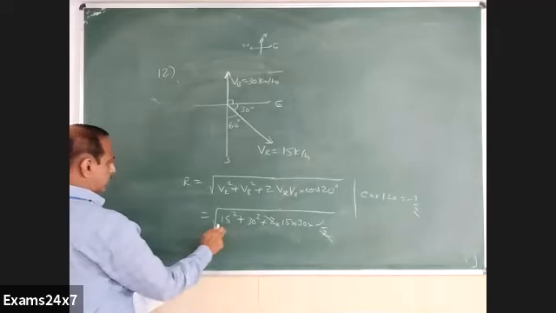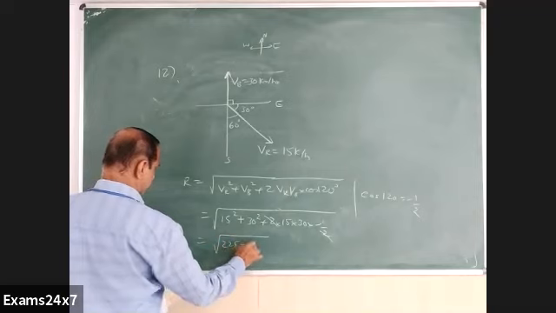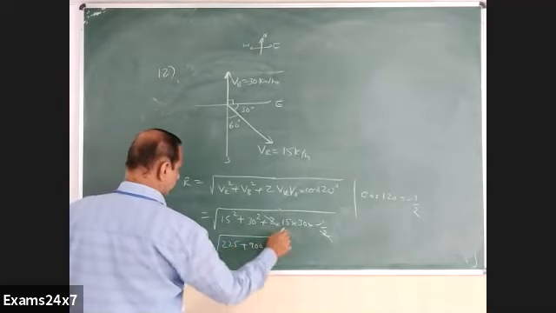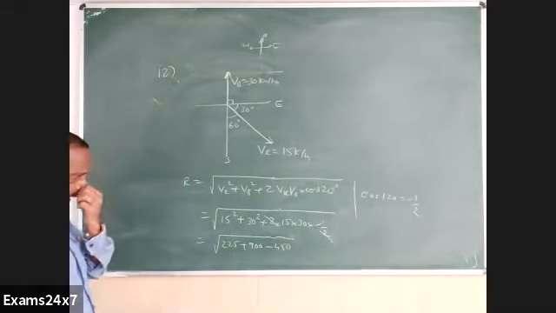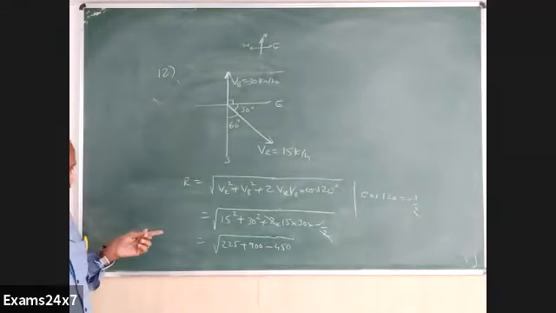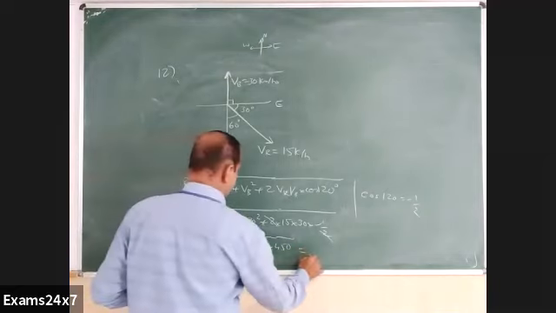So 900 plus 225, 1125, minus this 450. 450 subtracted, 675 it is. Square root of 675.